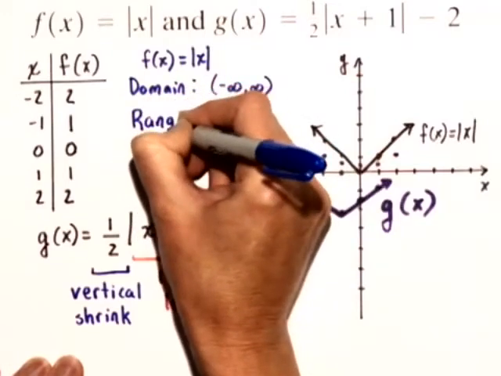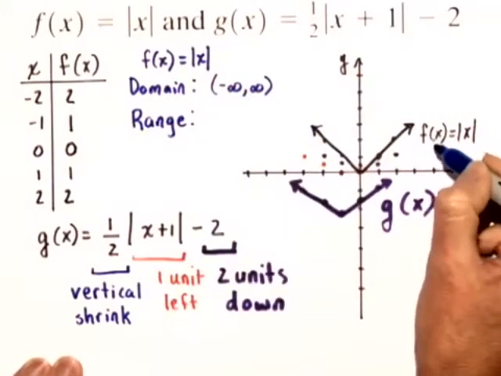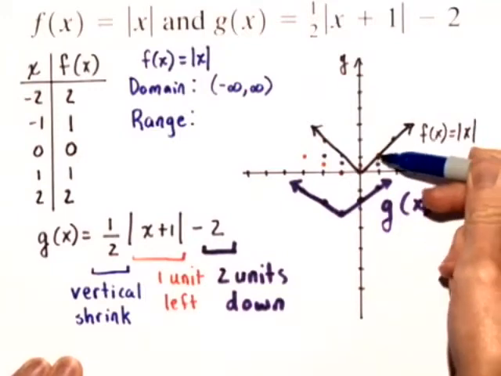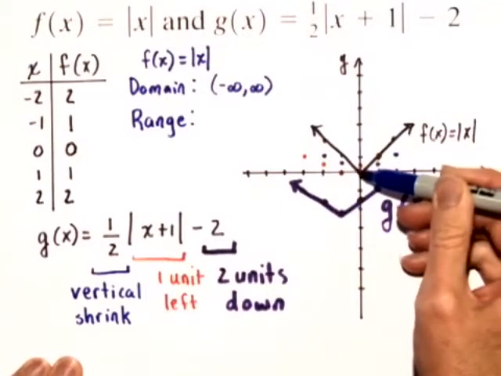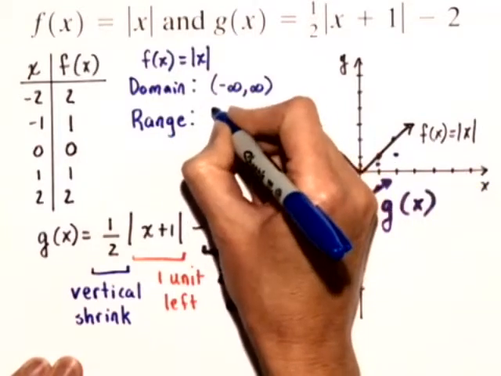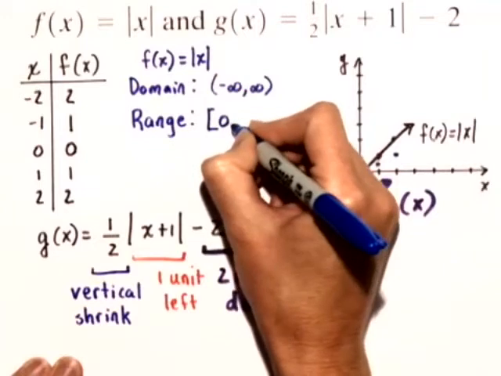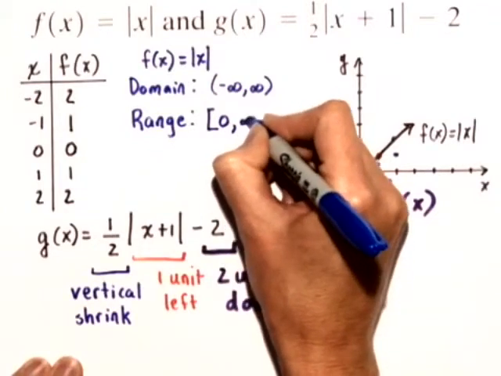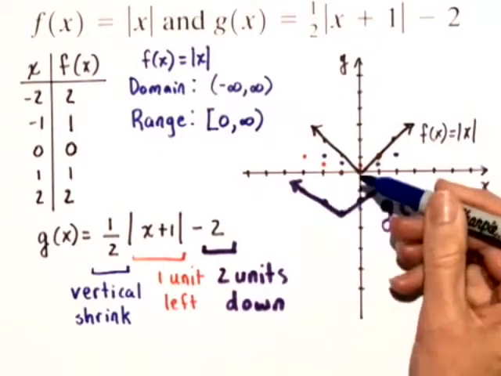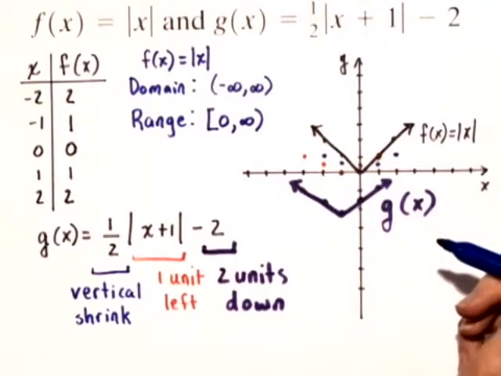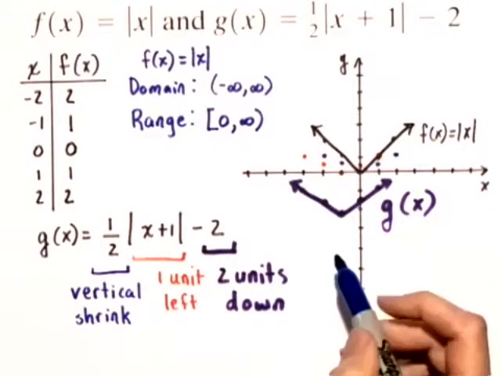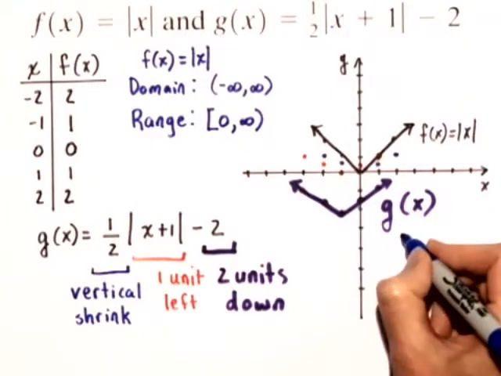The range on this function f of x equals the absolute value of x, notice by our graph, the lowest value that we see in the y direction is a value of 0. So our range goes from 0 on the closed interval to positive infinity. So the y values are 0 or greater. Now let's also take a look at the domain and the range of our new function g of x.